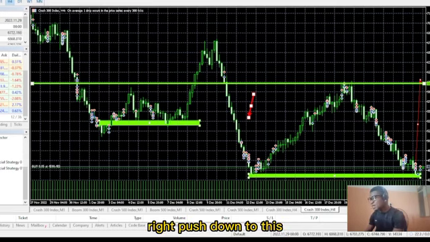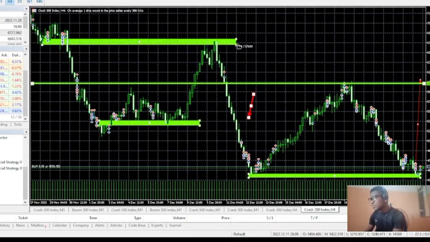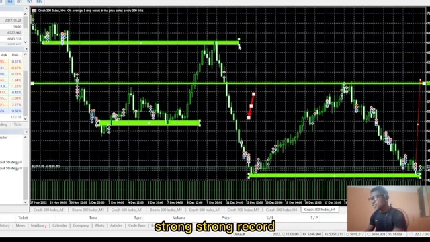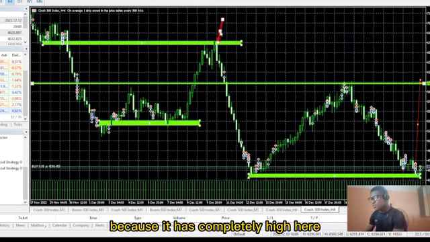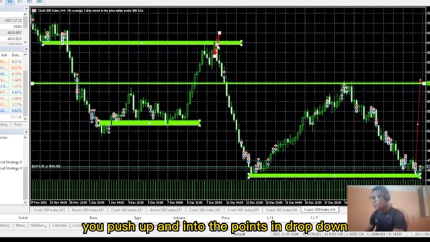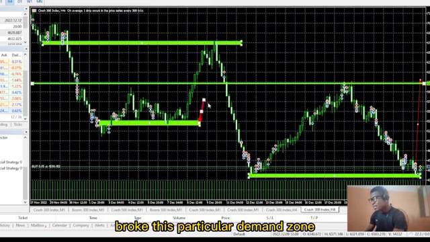Right, it pushed down to this other zone. This is also another particularly strong zone. They also call this the supply. At this point here, it is called a supply zone because it has come to make a high here. It pushed up and came to that point. It dropped down and broke this particular demand zone.